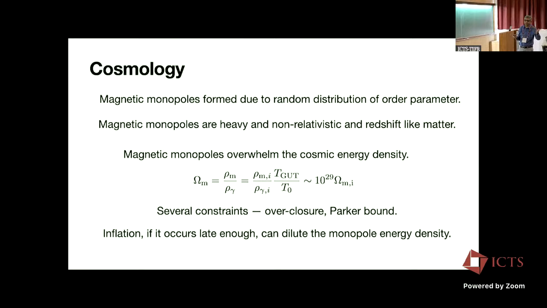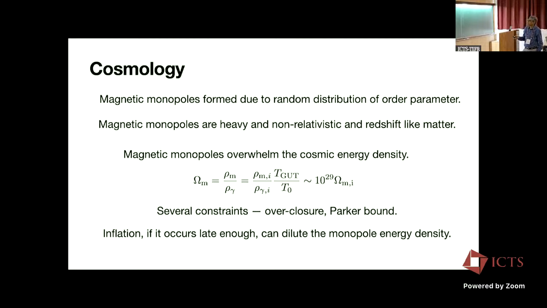But these monopoles are forming in the radiation epoch, because it may be at the grand unified epoch. So their density is falling off as 1 over a cubed. The energy density in radiation is falling off as 1 over a to the 4. So the magnetic monopoles quickly overwhelm the cosmic energy density. So omega m, defined to be rho m by rho gamma, the radiation, turns out to be 10 to the 29 times the initial omega in monopoles.